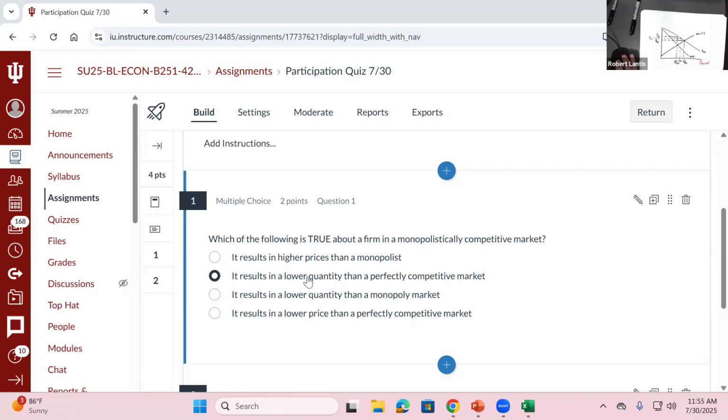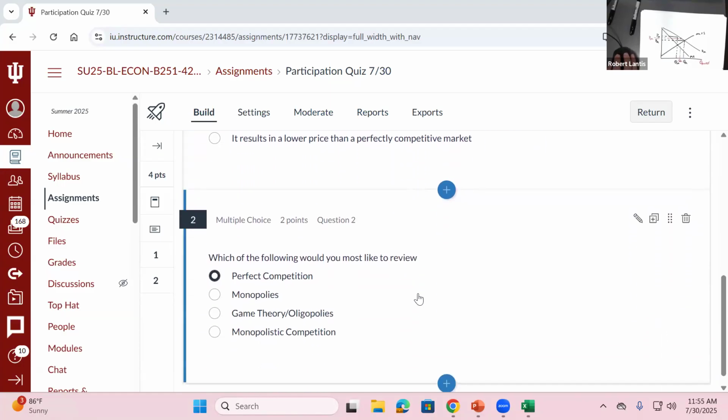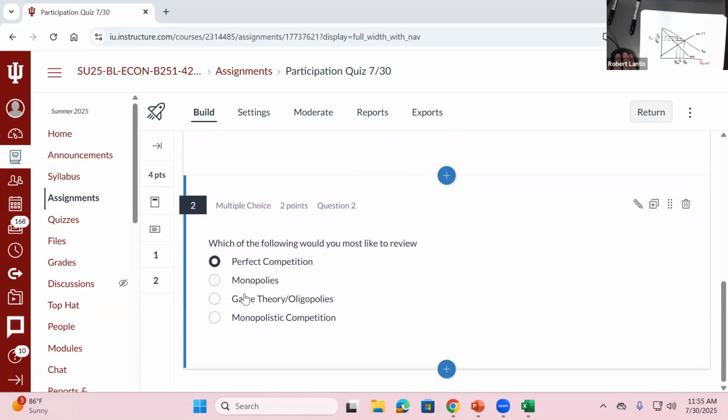So the one that will be true is, if each firm is producing lower, the total quantity in the market for a monopolistically competitive market would be lower than perfectly competitive. Okay. And then this one should be easy. So everyone should get this one right.